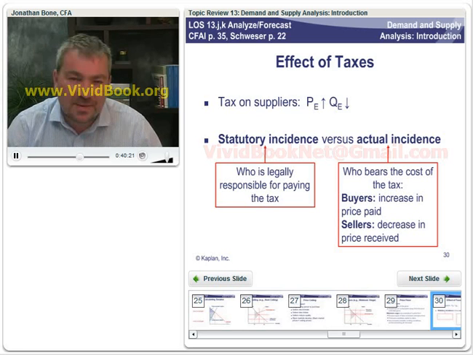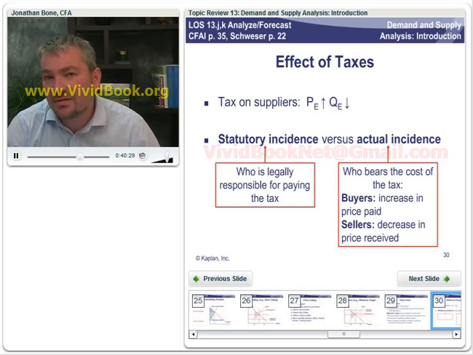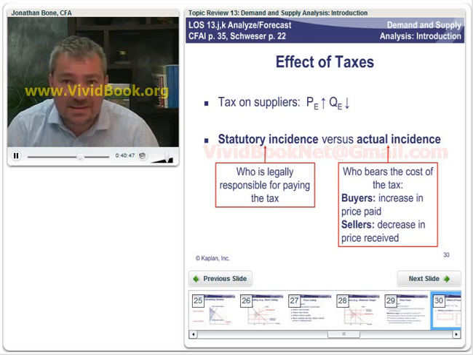Now, we need to be a little bit aware about statutory incidence versus actual incidence. Statutory incidence is who physically pays the tax to the authorities. Actual incidence is who bears the cost, who is in reality being hit by the tax. Now, actual incidence is all about the elasticity. The more elastic demand is, the more sensitive it is to price, then it's going to be the sellers that bear the tax.